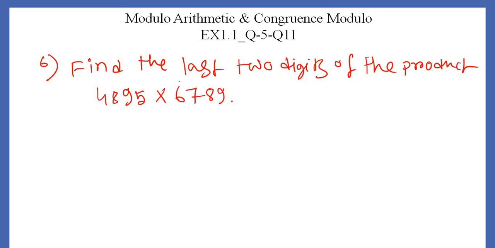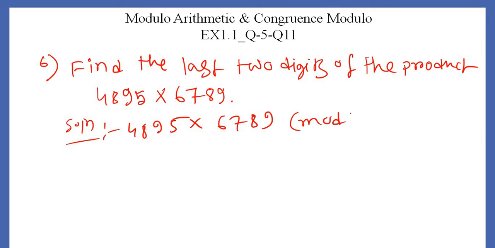So what we do, when this type of question is given, you just have to check how many digits they are asking for. Here you have to find the last 2 digits. That means the unit place and the tens place they are asking to find, right? In that case, you find 4895 into 6789 mod 100. That means divide this product by 100 and find the remainder. You will easily get the last two digits.